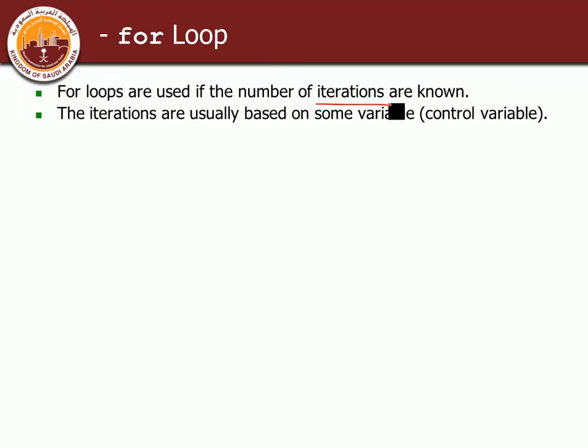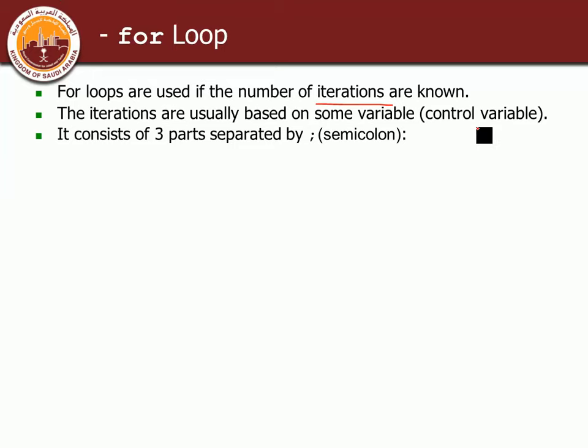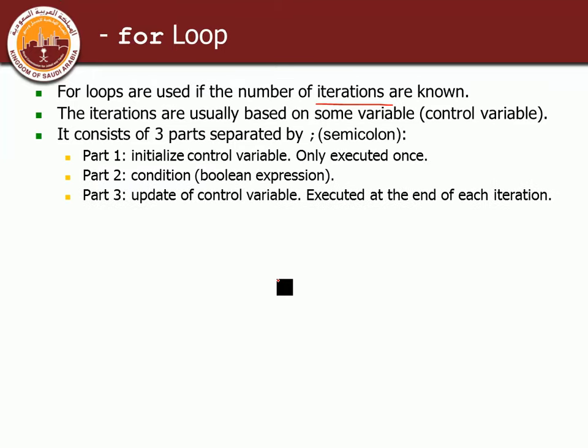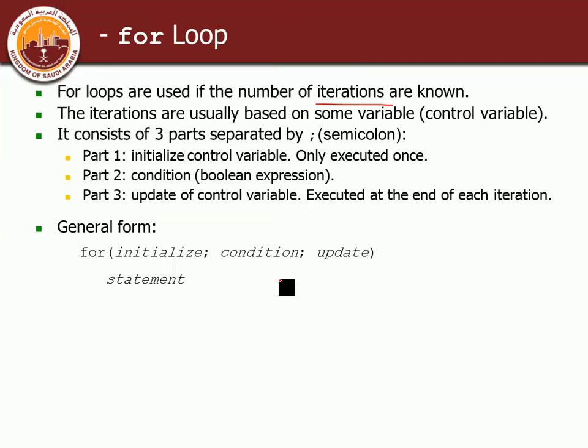If you have a question that asks how many iterations this loop does, you have to count how many times it repeats. And these iterations are based on some variable. This is what we call the control variable. I don't remember if you have seen this in your section, but I think we've seen some of it. The general form of a for comes in this format.